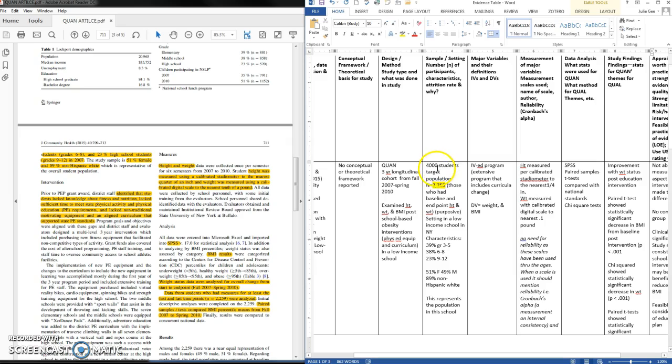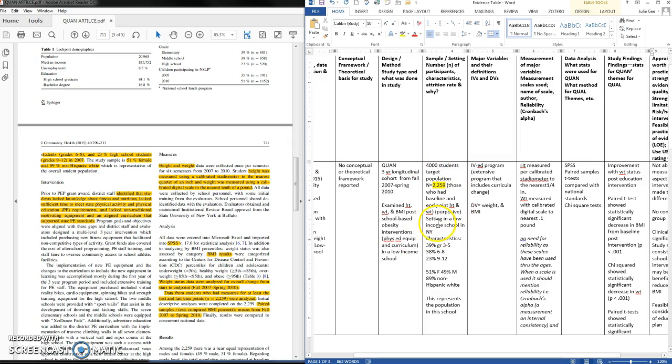So the sample, we know that there were 4,000 targeted students, but the N ended up being only 2,259. The reason the sample was this number instead of this number was because this number was those children who actually had baseline and endpoint measurements, okay? So I guess the rest of these kids didn't.